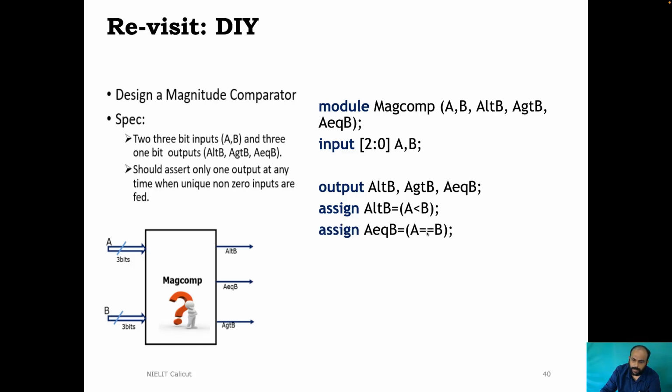Similarly, A is equal to B is assigned with A double equal to B, that is this equality checking. A greater than B checks if A is greater than B. So whatever value you assign for A and B at any given point of time, only one of these outputs will be high, the others being mutually exclusive. We have finished writing the functionality of this hardware and we are good to write the endmodule.